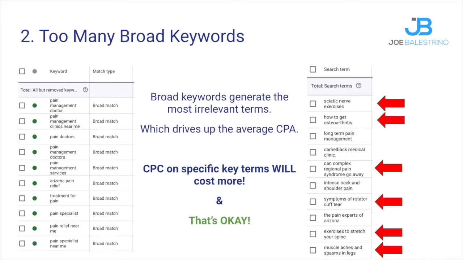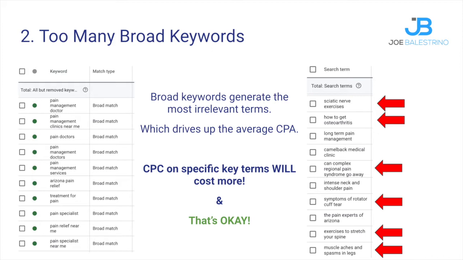When you go more specific and you target those keywords, where you know you're a pain doctor or you run a pain management clinic, then you would have an ad group that says pain management clinic, and that would be exact or phrase match. Now you're going to pay more, because you're being very specific and there's more competition.